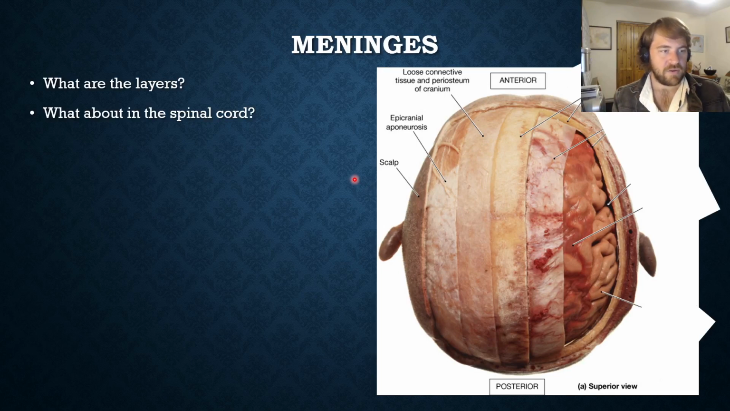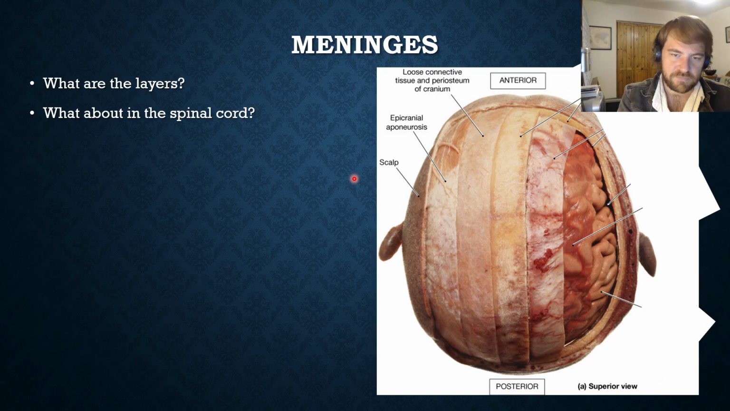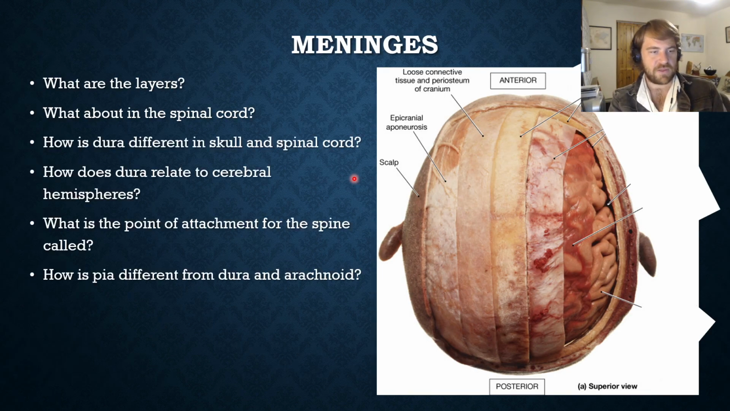All right. What about in the spinal cord? Are the layers different? Yes or no? No, they're not any different. There's a slight difference with the dura mater, but it doesn't change the order of layers at all. And in fact, how is the dura different in the skull and the spinal cord? You remember? In the spinal cord, the dura isn't attached to bone. It's just a dural sac.